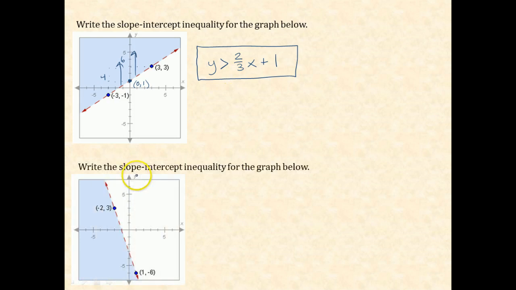How about this one? We're always going to start with y. This one is dashed and shaded below, so that's going to be less than. And then we need to find the slope. So difference of the y values, 3 minus negative 6. And then starting from the same point, negative 2 minus 1.